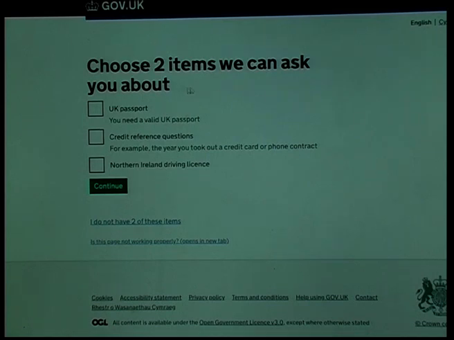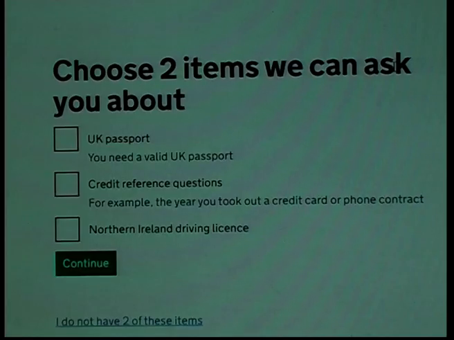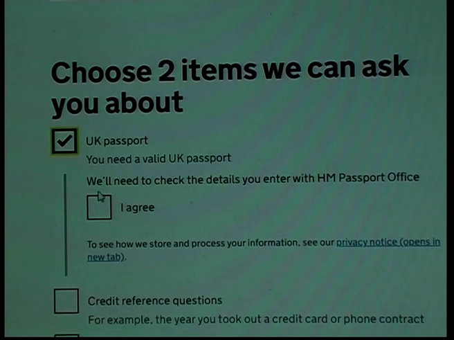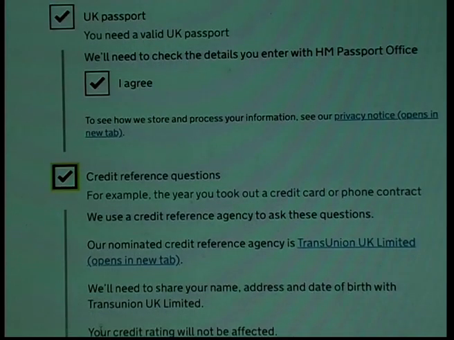So, as you can see, the Valuation Office Agency have now given me a breakdown of what information HMRC holds on myself. So here I have 3 options and I need to talk about 2 of them. I'm going to be using a UK passport and the credit reference questions. In your cases, guys, there may well be a P60, pay slip or self-assessment on there.